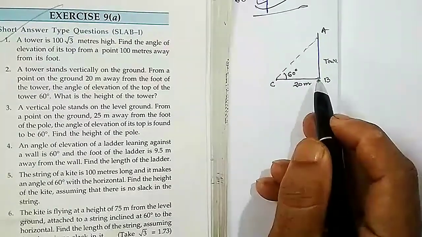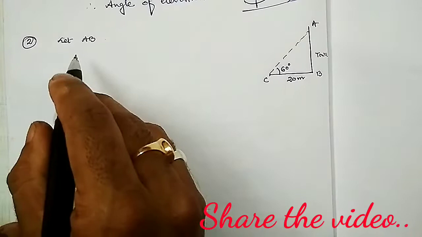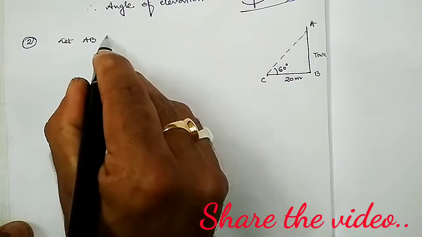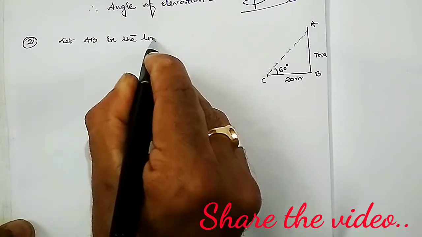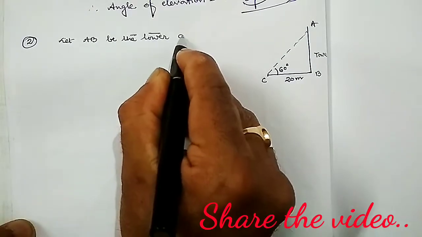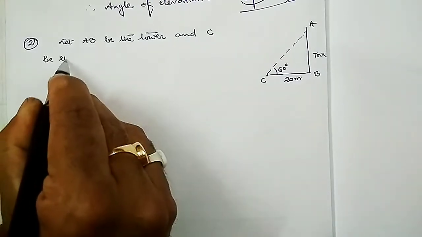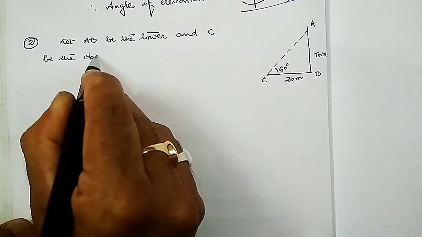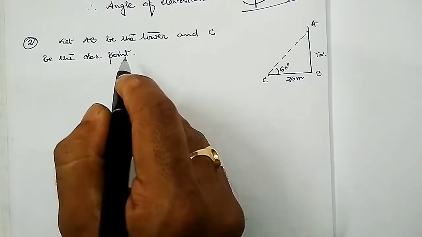Let me now do the sum. Just like the previous sum, we have to describe the figure here. Here AB is the tower, so we have to write: let AB be the tower and C be the observation point. Observation point, write in full; I am writing in short.